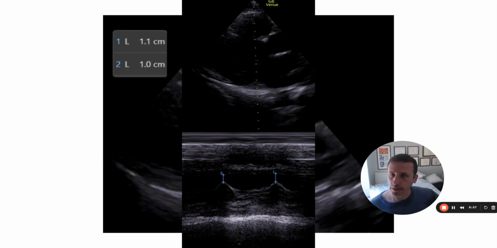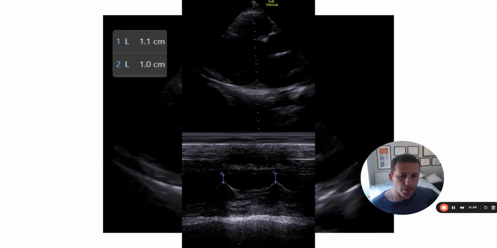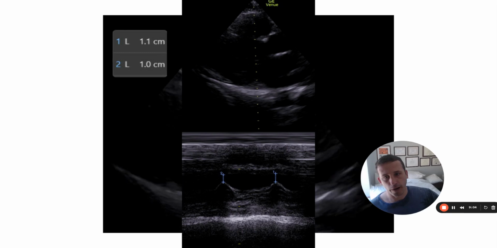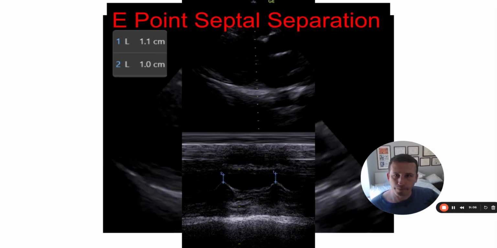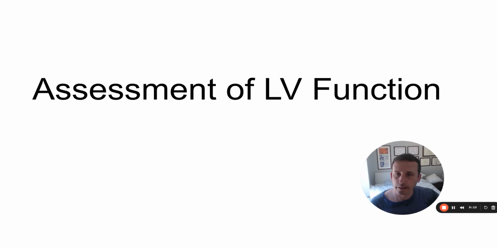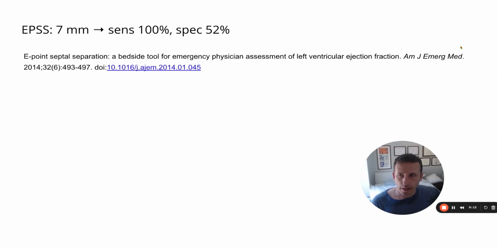So in this case, it was around 1 to 1.1 centimeters. This patient did have a formal echo that indicated an EF of around 45 to 50%. So, E-point septal separation, or EPSS. Again, 7 millimeters is a cutoff that gets used a lot. This was developed from emergency department patients, and then I expand that a little bit to 10 millimeters when I'm doing a bedside assessment just to improve the specificity.